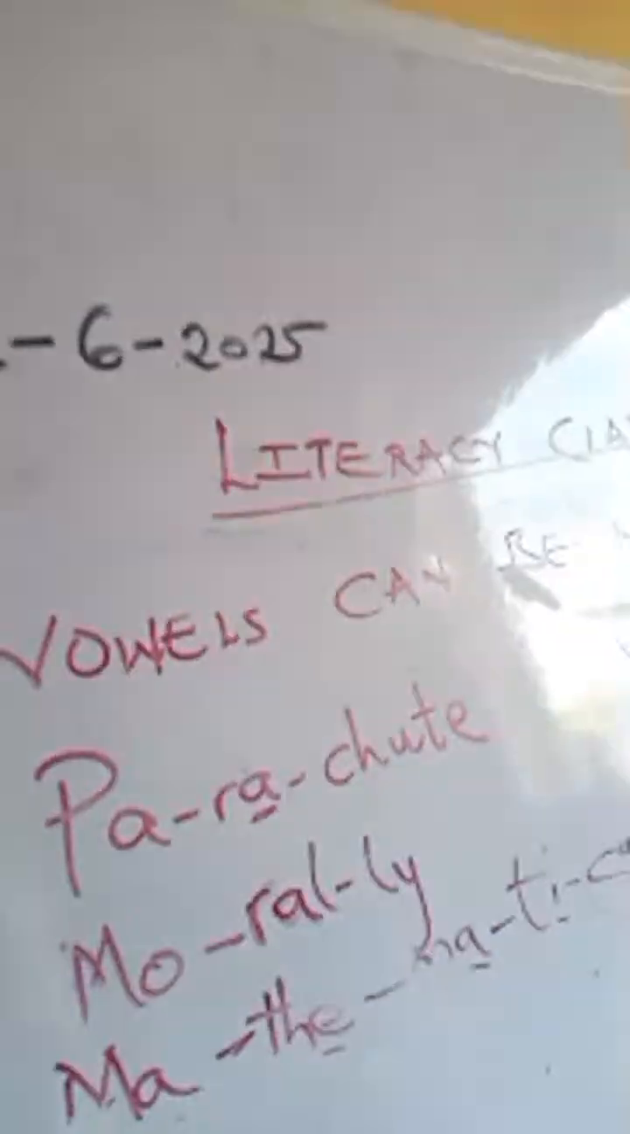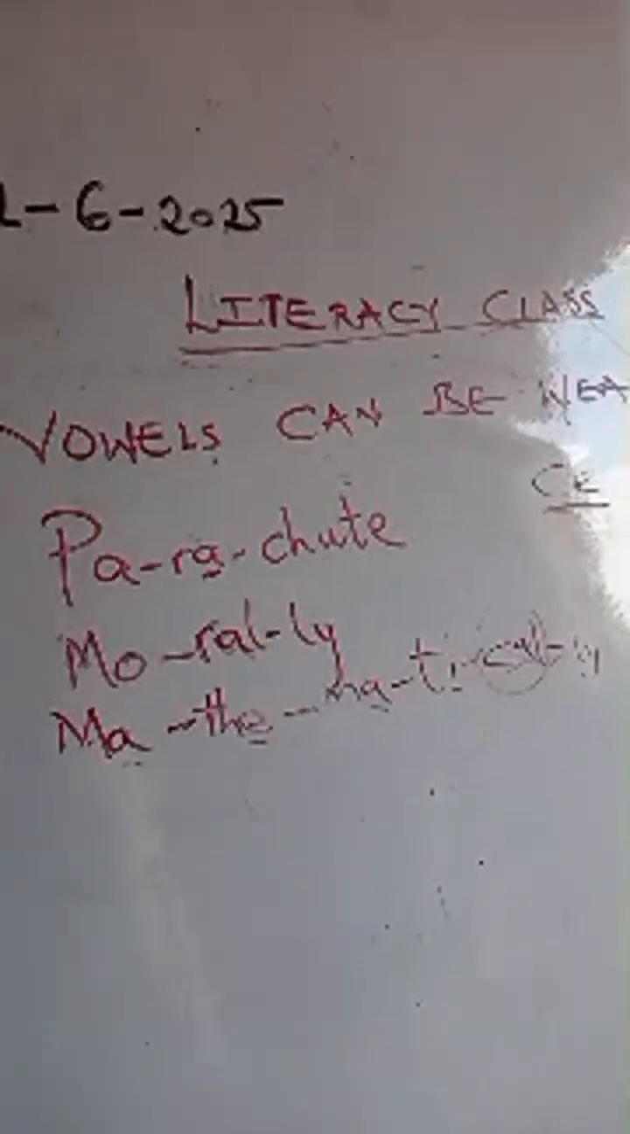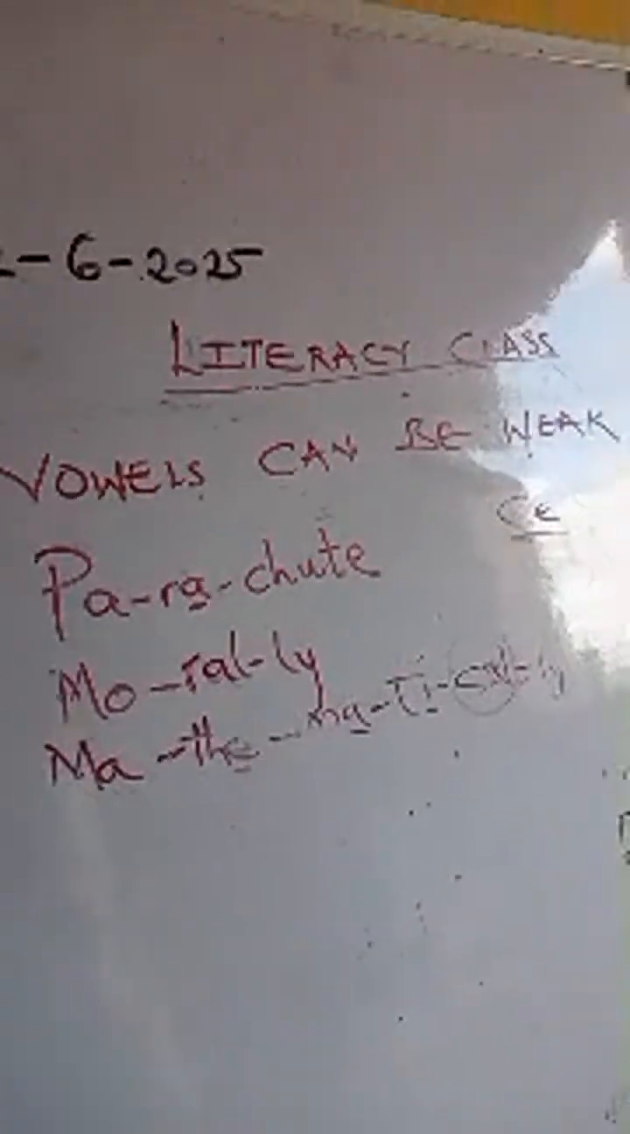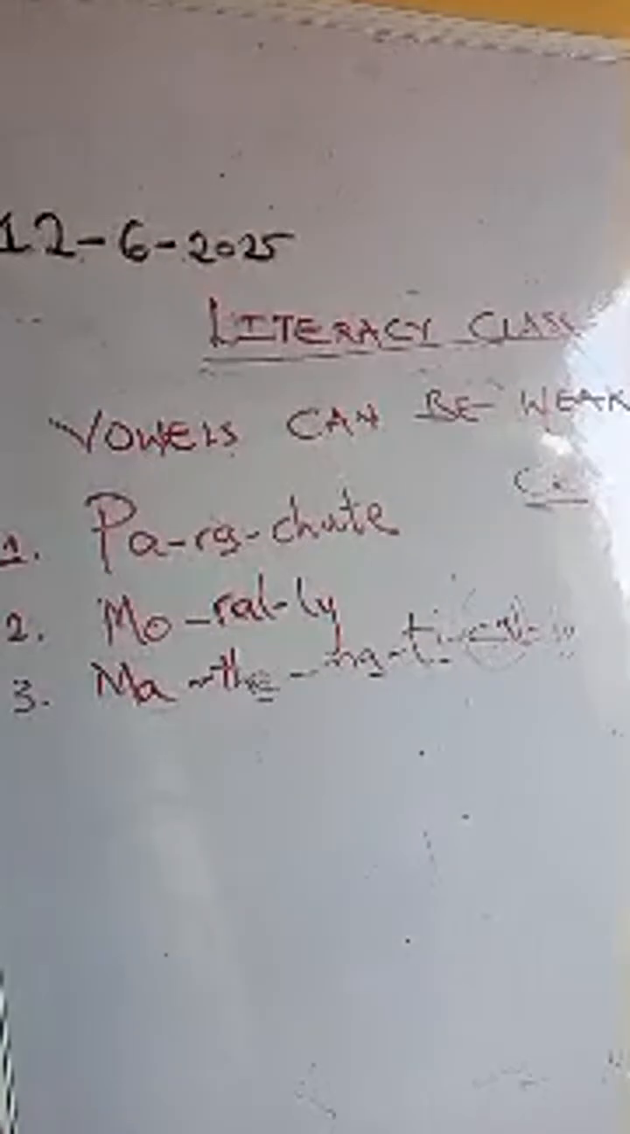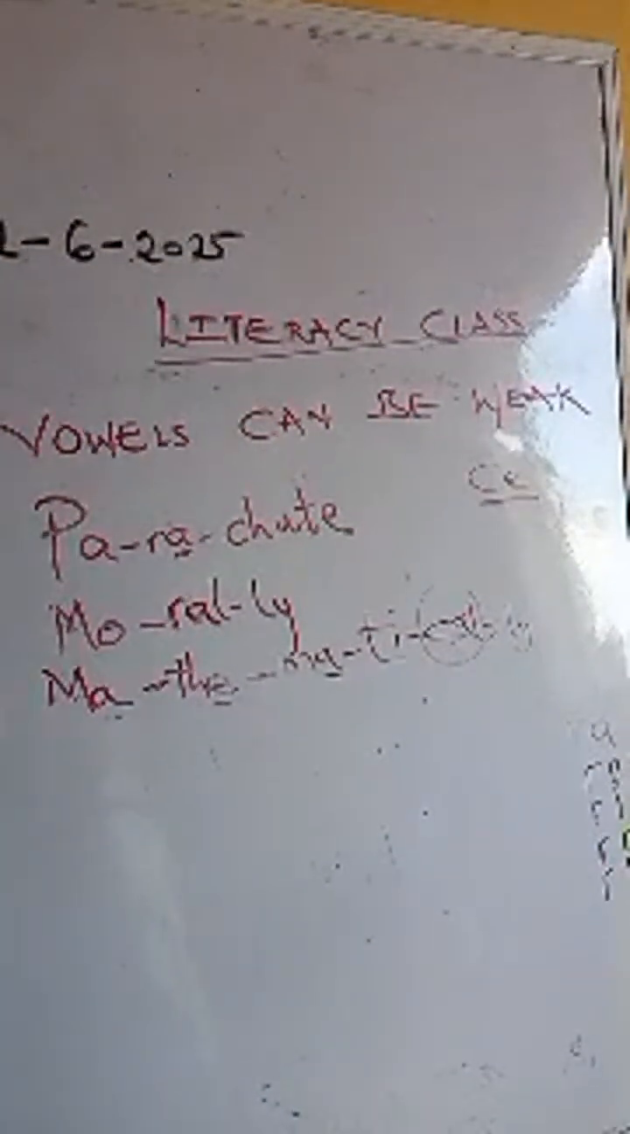I have another word here with me. So how about me? Number one, parachute. The A underlined there is weak.